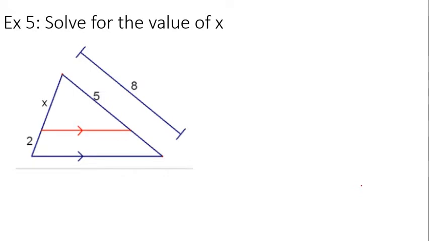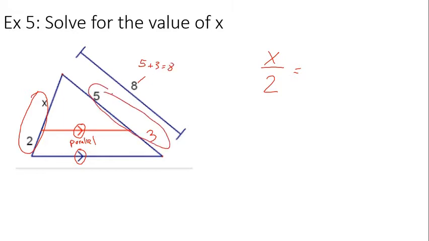Okay, let's even solve for the value of x as well. So again, these mean that they're parallel. So what I do here is I take these two, x over 2. But on this one, the whole part's 8. So it means that this part right here would be a 3. That way, because it's 5 plus 3 equals 8. So that means I take these two and set them at proportion here, 5 over 3.